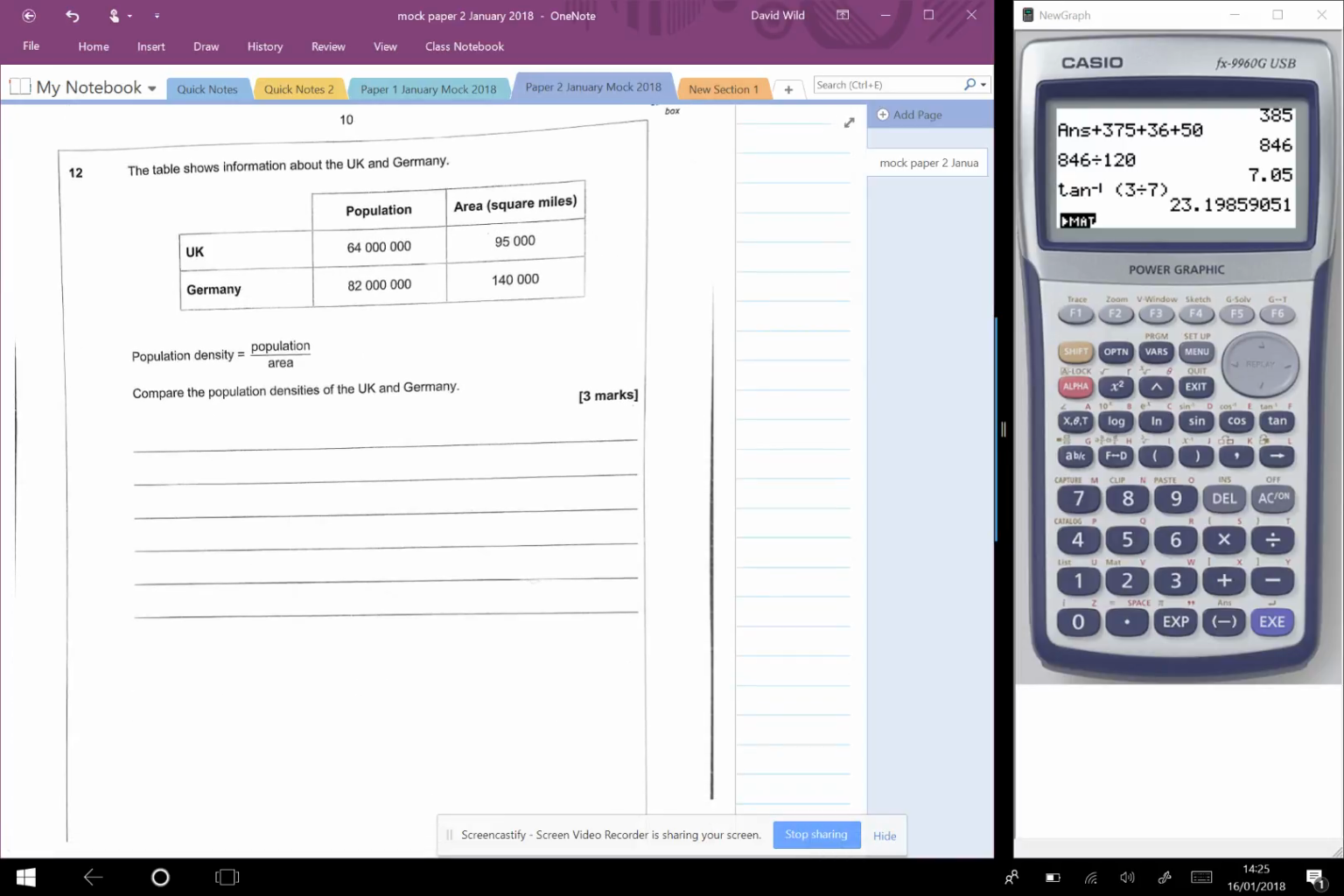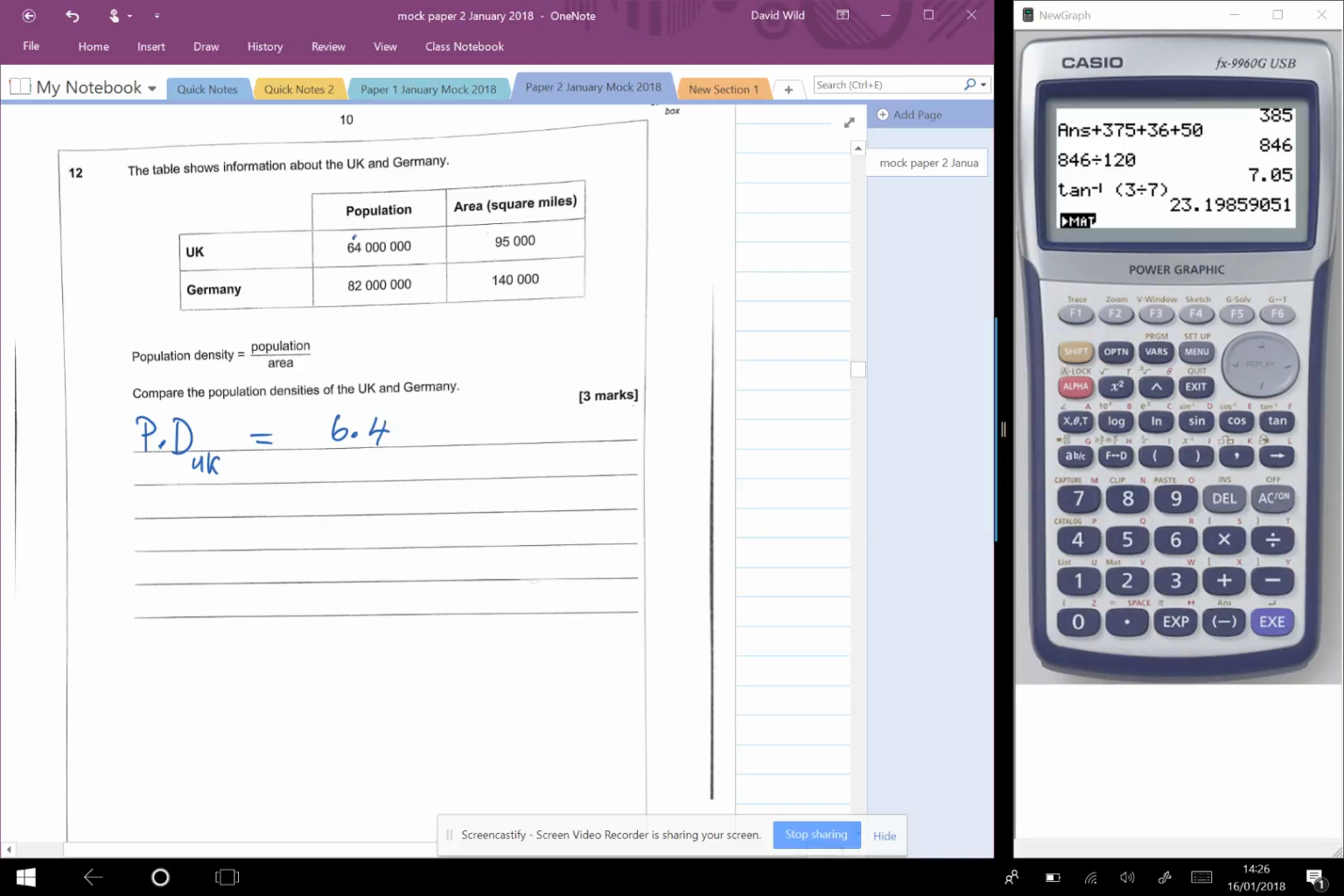Question 12. Table shows information about the UK and Germany. Population density is population over area. Compare the population densities of the UK and Germany. Okay, so we've got a formula for population density. So let's have a look at the population density for the UK is equal to, well, we want the population of the UK, 6. We've got large numbers here. It might be nice to write this in standard form.